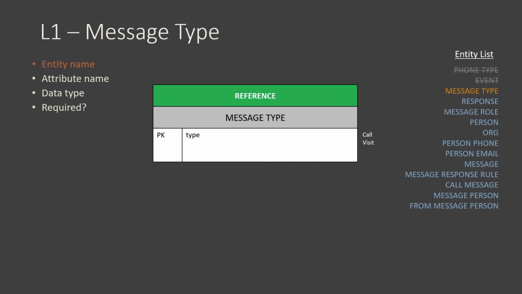The next reference data entity is message type. The entity name adequately reflects the expected sample values call and visit, thus is acceptable as is. The attribute name, however, is again too generic even though it is a class word, similar to the previous entities. The team prefixes the name with the message keyword to clarify its meaning. The string data type is assigned, which handles the sample values, and the attribute is marked as required since it is also the primary key.